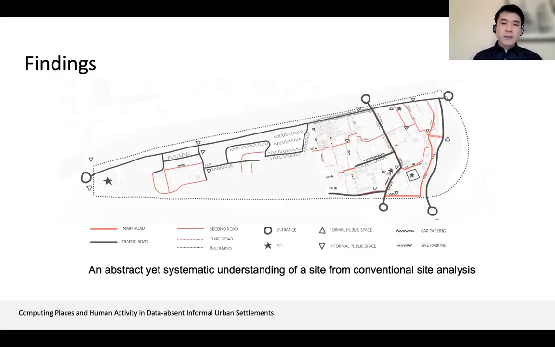This is a diagram showing a spatial analysis using the traditional urban design approach. What you can see here is that such a human survey provides a very abstract but very systematic understanding of the site, and we have struggled to recreate such logic in the Python environment using data computation.